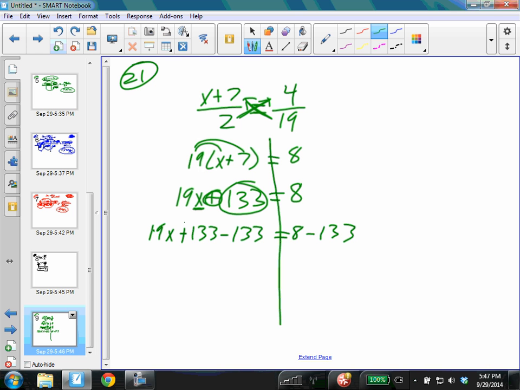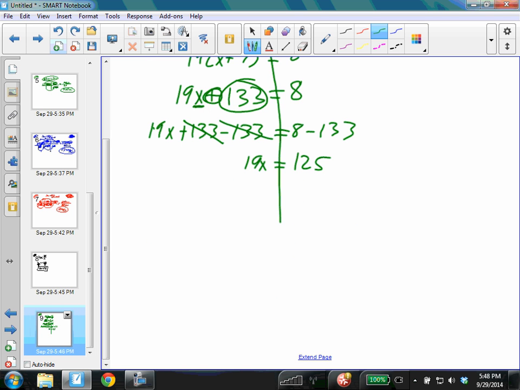So on this left side, the positive 133 and the negative 133 cancel, which means that 19x is equal to, on the right-hand side, 8 minus 133 is going to give us 125. And so now my last step in order to get x by itself is just to divide by the 19. They were multiplying by it, and so we're going to divide by it. So you take that 125.